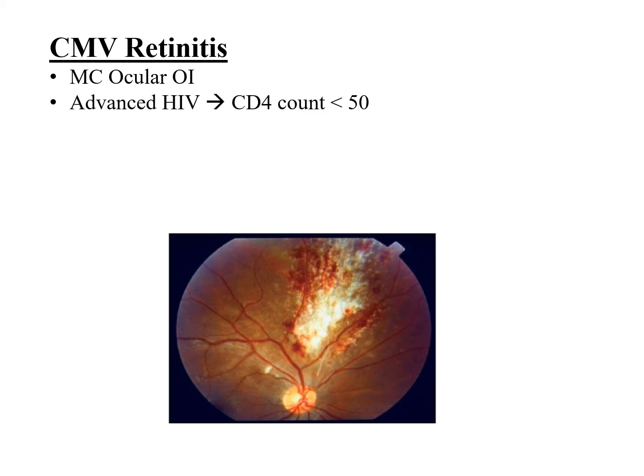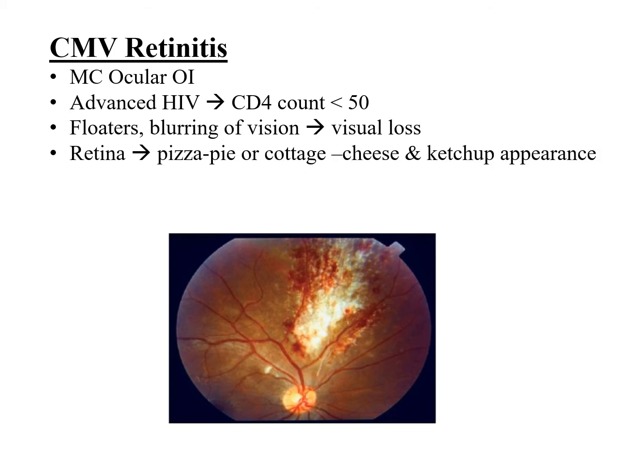It's commonly seen in patients with advanced HIV disease, such as those with a very high viral load or a very low CD4 count, specifically a CD4 count of less than 50. The patient might complain of blurring of vision or floaters. Floaters are mobile dot-like things in the visual field. In progressive disease, the patient can present with permanent visual loss. The fundus might show a characteristic pizza pie or cottage cheese appearance.